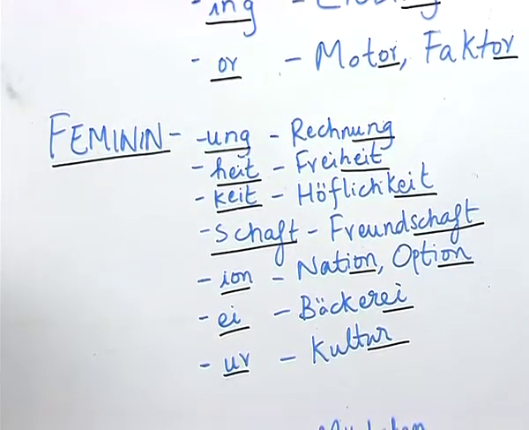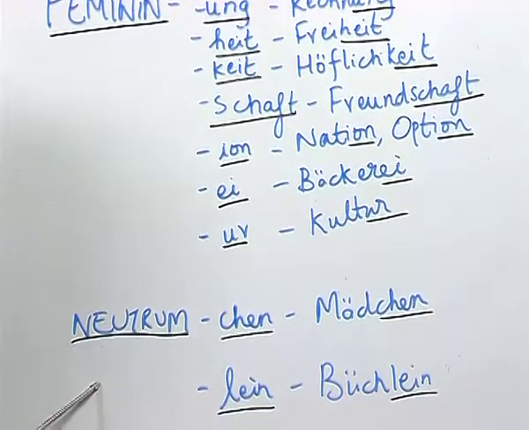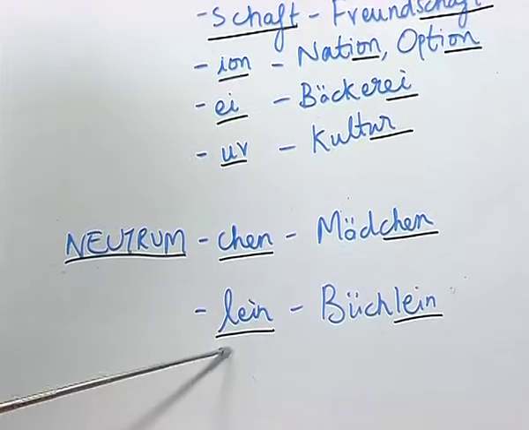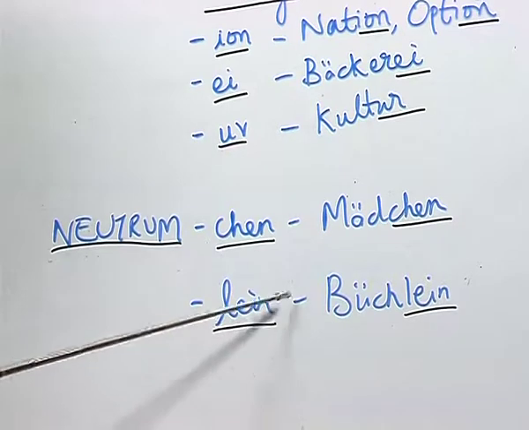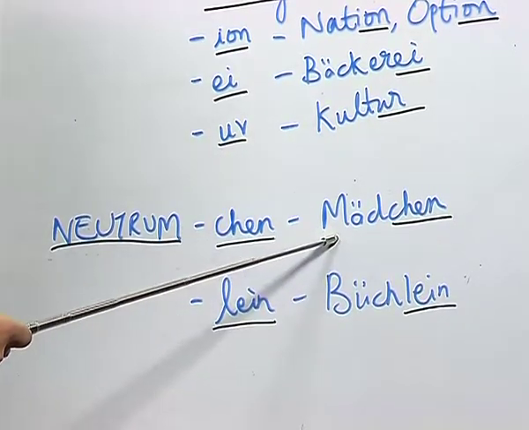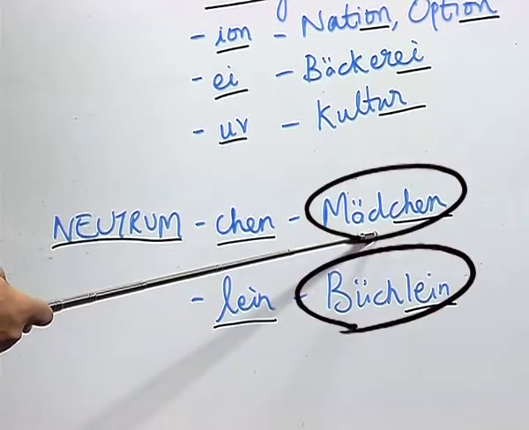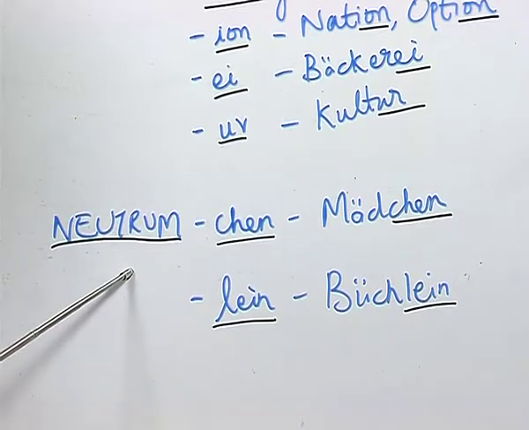As you can see, in the feminine gender category there are many endings compared to masculine. Now, when we see the neuter gender, it is relatively easy because it contains only two categories here, -chen or -lein. So, nouns like Mädchen or Büchlein carry the definite article das, which is the neuter marker.